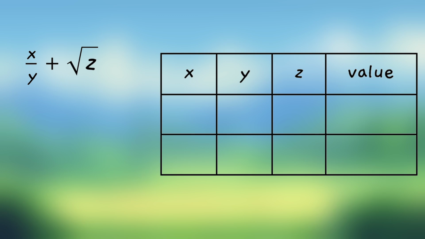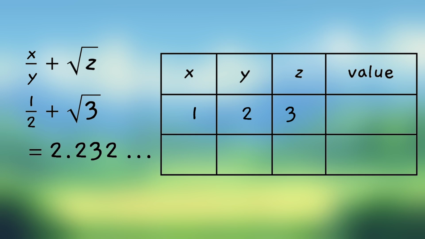To begin, let's plug in 1 for x, 2 for y, and 3 for z. And let's see what we get. Well, we replace x with 1, we replace y with 2, and we replace z with 3. So we get 1/2 plus the square root of 3. Here there's several things you can do. You could just leave it like this, or you could use a calculator or a computer to do the computation, and what you would get is 2.232, etc. The number continues forever, but this is a really good approximation. So the value is 2.232.